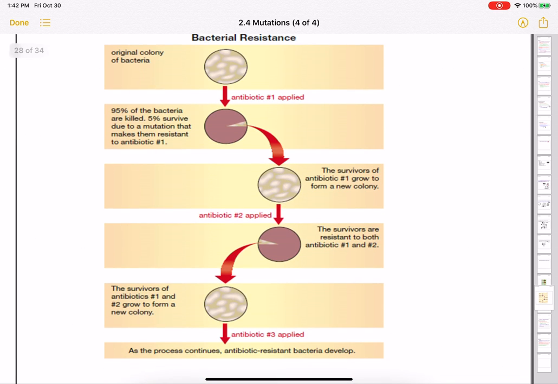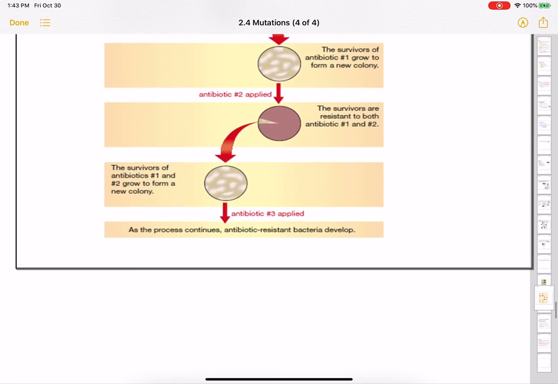Here's a little picture of it. So it says your original bacteria colony, 95% of the bacteria are killed, 5% survive due to a mutation. The survivors grow and form a new colony. The survivors are resistant to both antibiotic 1 and 2. Then the survivors form a new colony and the process continues.